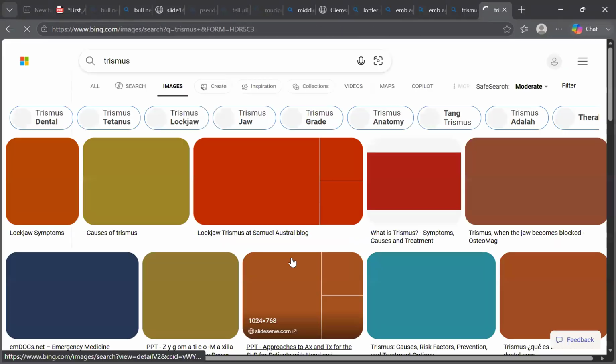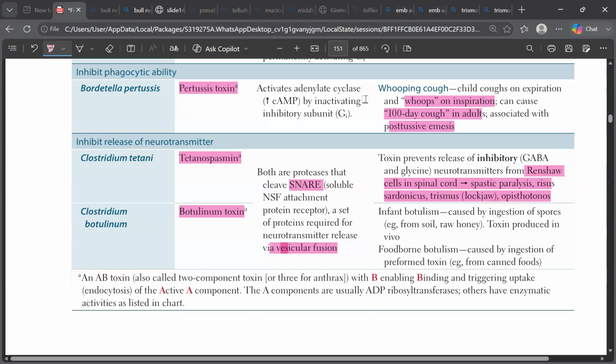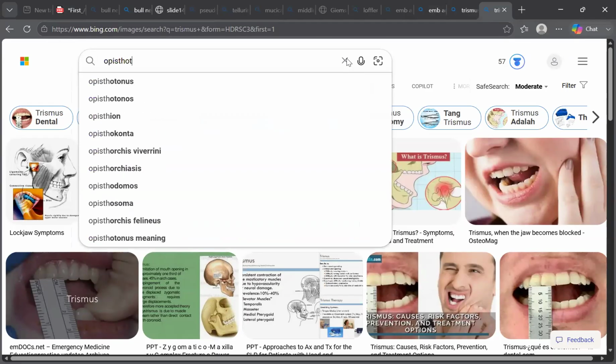Oh, a lockjaw. Okay, so the jaw presents like that. And then we have opisthotonos.